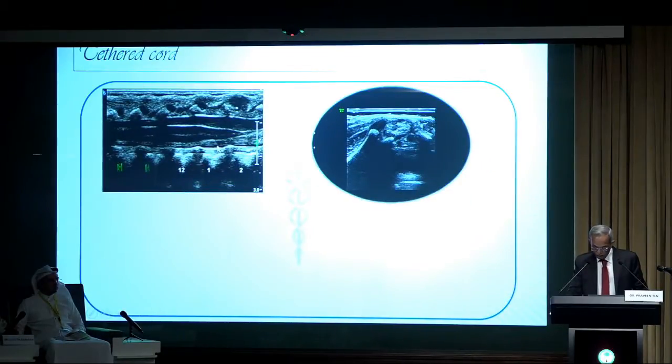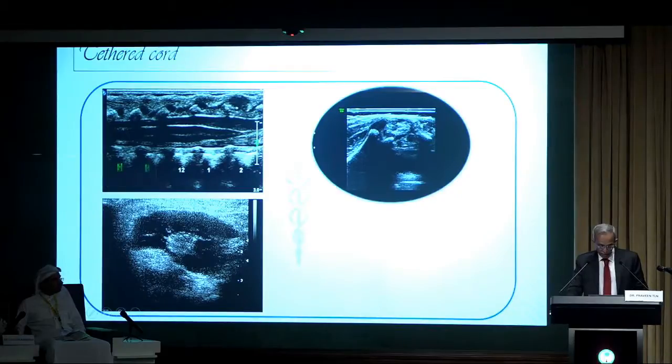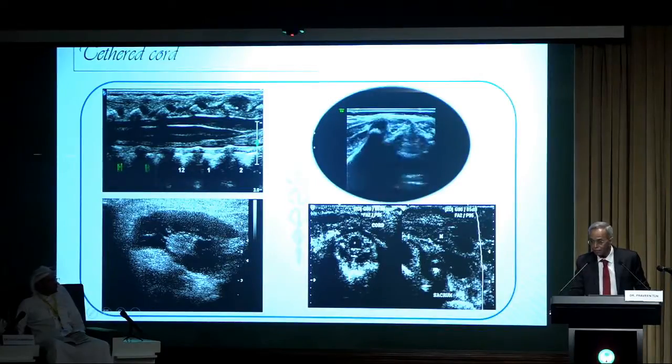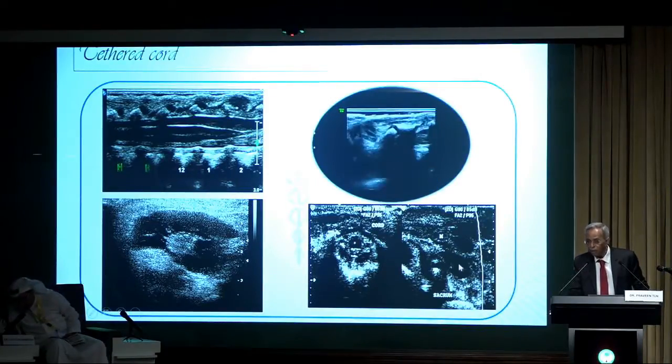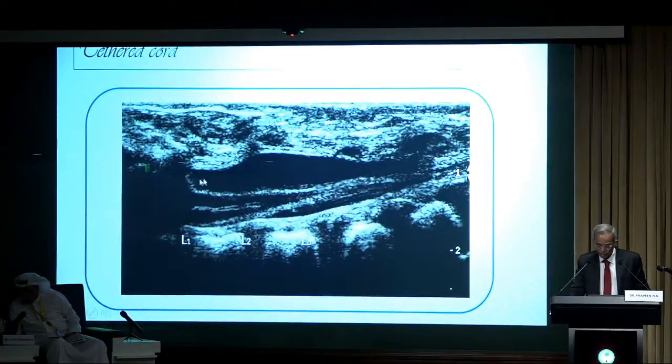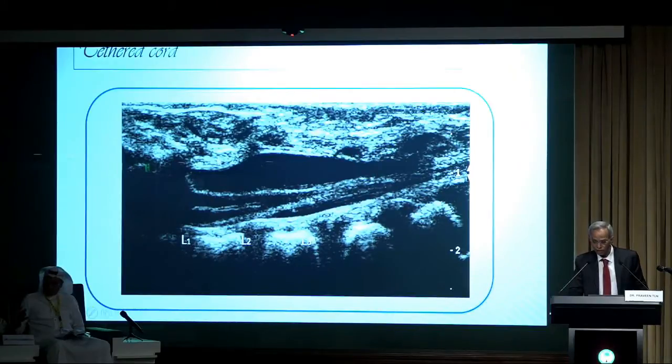and we can see that here the cord is fixed because of the strands which are attached. Not only that, you can see that there is some amount of tethering of the cord, which is being pulled downwards, lower than the L2 level. So these are typical examples where we can see an abnormal position with abnormal collection of the CSF, which is very typical of a tethered cord.